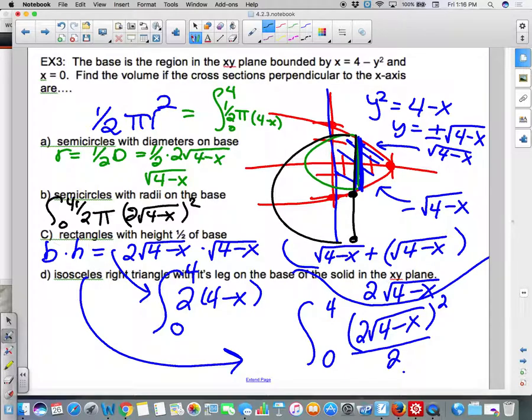Why is it 2 pi? No, it's not. It's 1/2. Sorry, it's my writing. Is that better? 1/2 pi r squared. Okay, semicircle. My 1 got eaten up by my 4. I was trying to fix it. All right? So all you're doing is integrating the cross-sectional areas.